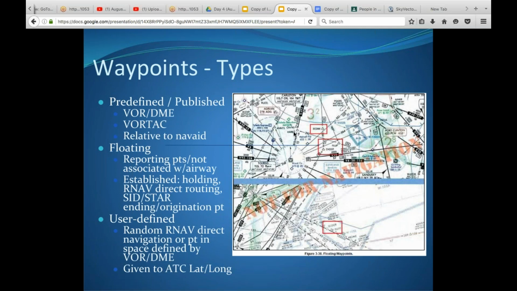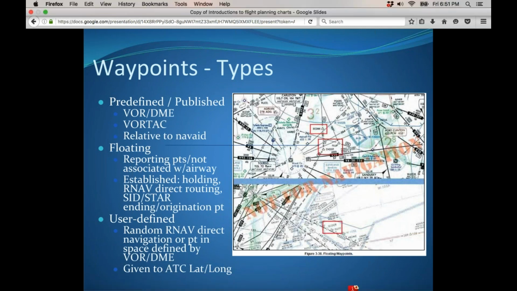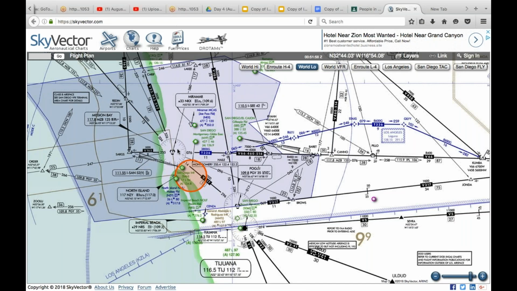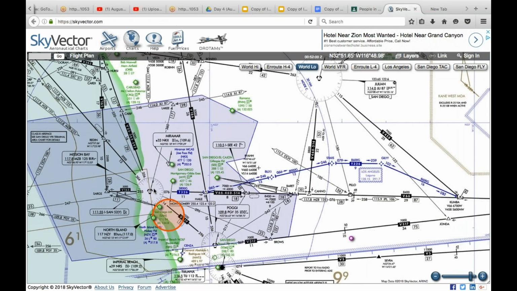So when we're using this ground-based system, we're having to go from nav aid to nav aid, point to point.